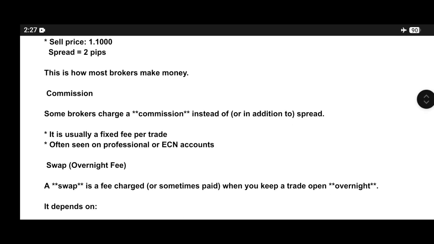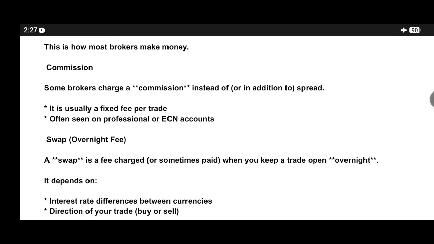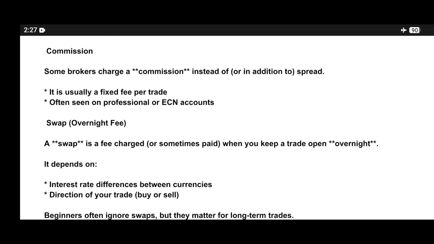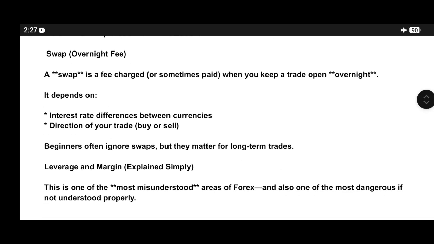Then swap, or overnight fees. A swap is a fee charged, or sometimes paid, when you keep a trade open overnight. It depends on the interest rate between different currencies and the direction of your trade, buy or sell. Are you getting me? Beginners often ignore swap, but it matters for long-term trades.